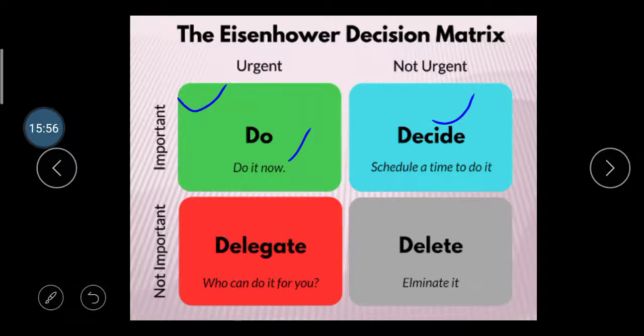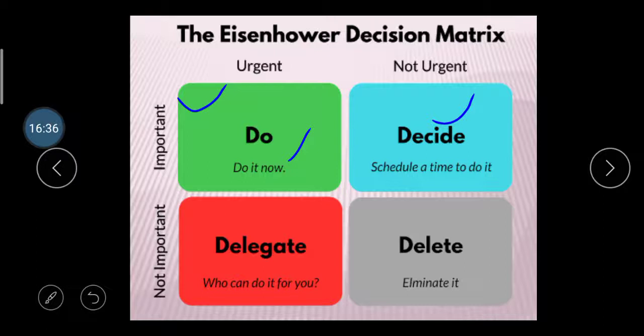I have given all examples so that you can easily understand. First of all I will give you examples from your routine life, then I can take you to the organizational example. First, the routine example: if you have an examination regarding one subject, then it is urgent, so you have to do it. And for your second subject, which has one holiday before it, you can schedule it.